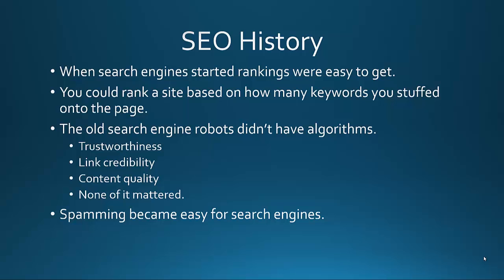Spamming became super easy for search engines, and that's why they had to make a change. We're talking back when Google first started, when Yahoo and Bing were there, it used to be extremely easy. You could just put up a website with just about any keywords, and they didn't even have to be related to the content on that page, and it would still rank some of the time.